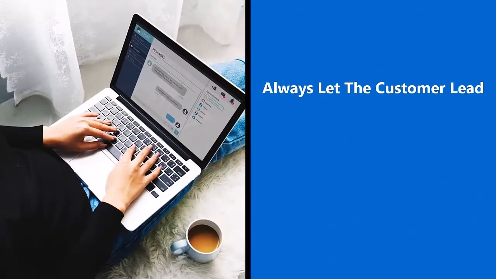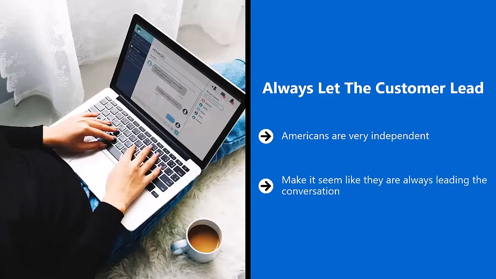Always let the customer lead. Americans are very independent. The same applies with Western Europeans. So it's really important to make sure that they lead the conversation. While we all know that the main reason why they're at your Facebook page in the first place is because you called them to action, you can't rub their faces in it. Make it seem like they're always leading the conversation. Never take the lead. Always follow up. In other words, make the deal or the engagement look like their idea.